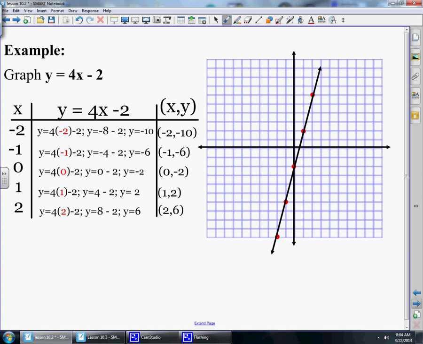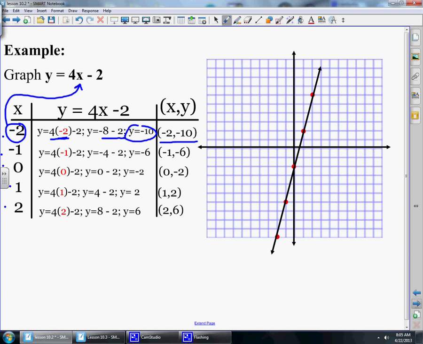So the first thing that we're going to do, we make our table and then we put down our x values, -2, -1, 0, 1, and 2. So we're going to start out with -2, and we're going to plug this into the equation for x. So you can see my work that I did here. I have y equals 4 times -2 minus 2. So I do this first, follow order of operations. So I got -8 minus 2, and -8 minus 2 is -10. So when x is -2, y is -10.